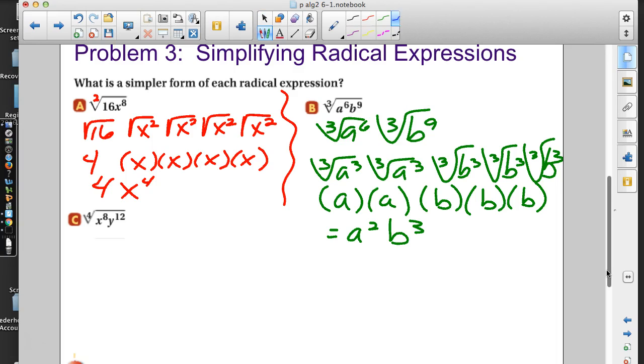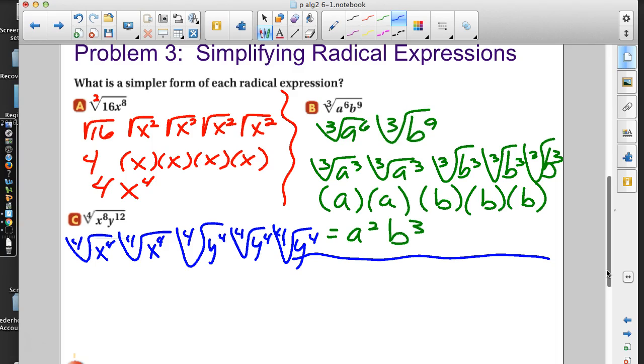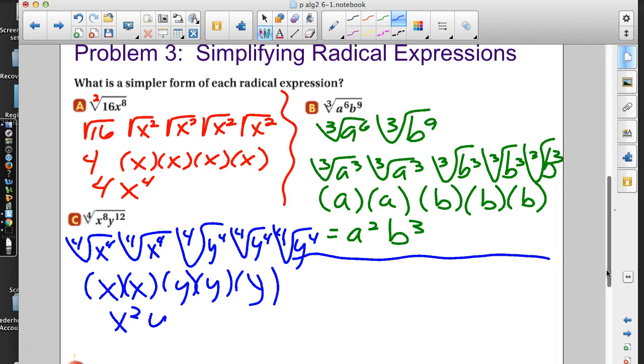Let's look at C. 4th root, x to the 8th, y to the 12th. Good. I looked out and people are all ready. I'm going to do this one. I already know how to do this. 4th root of x to the 4th, 4th root of x to the 4th, 4th root of y to the 4th, 4th root of y to the 4th, 4th root of y to the 4th. That gives us our x to the 8th because when we add those exponents, they equal 8, and y to the 12th. So this will be x times x times y times y times y. Okay, x squared y to the third.